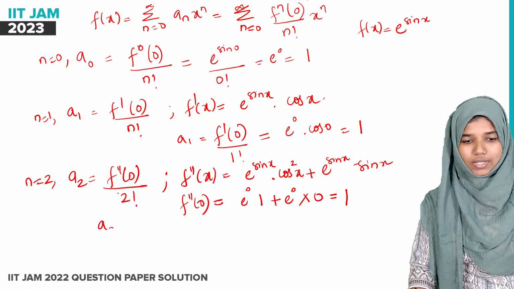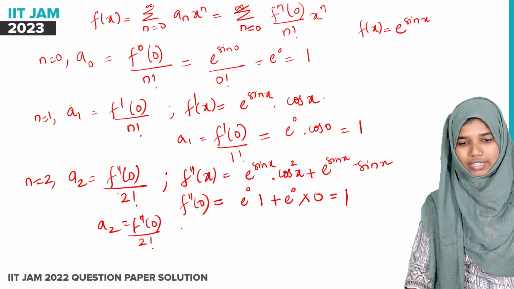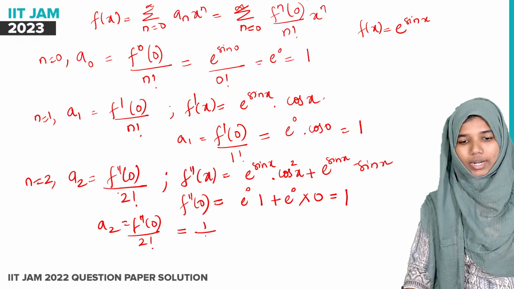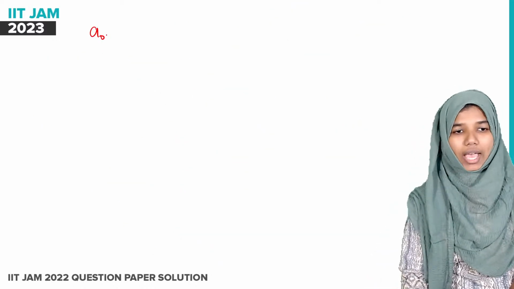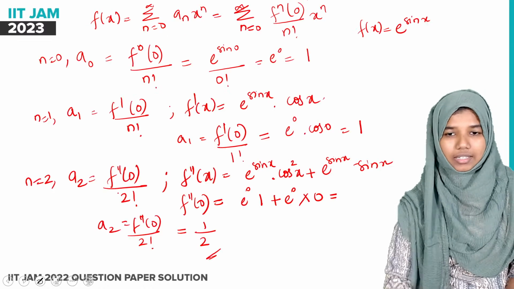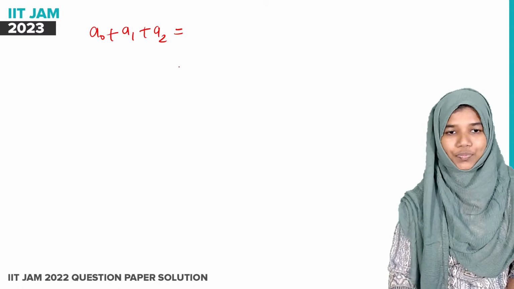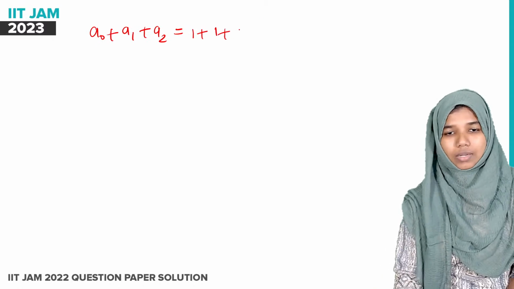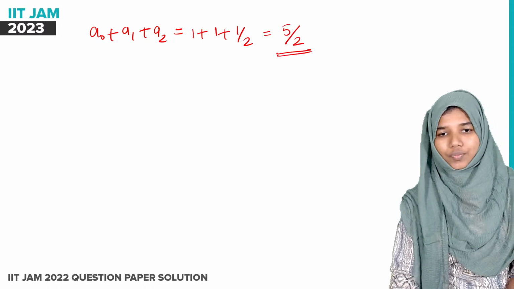Okay, so a2 is equal to the second derivative at x is equal to 0 divided by 2 factorial, that is equal to 1 by 2. Okay, so our question asks for the value of a0 plus a1 plus a2. a0 we got as 1, a1 is again 1, a2 is equal to 1 by 2. So this is equal to 1 plus 1 plus 1 by 2, and this is equal to 5 by 2.